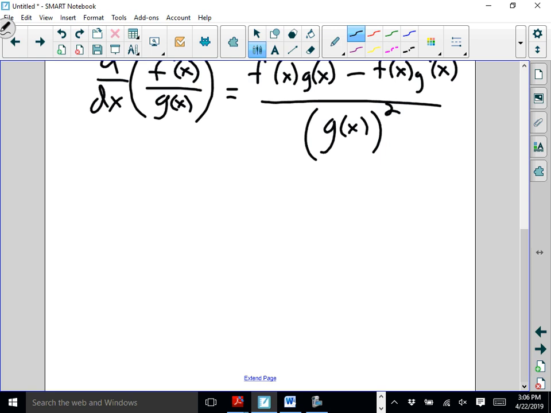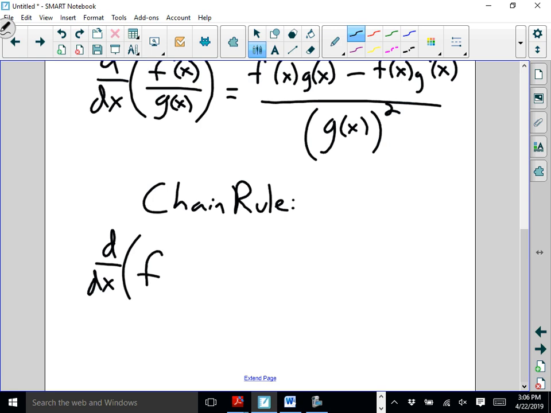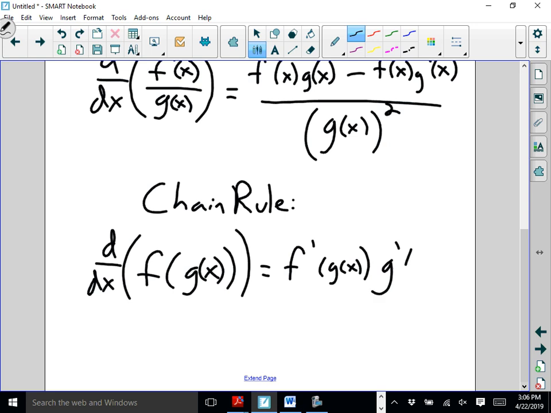Chain rule. If we are doing the derivative of a function composed in another function, we do the derivative of the outer function with respect to the inner function times the derivative of the inner function. Okay, I will do a couple examples of chain rules.